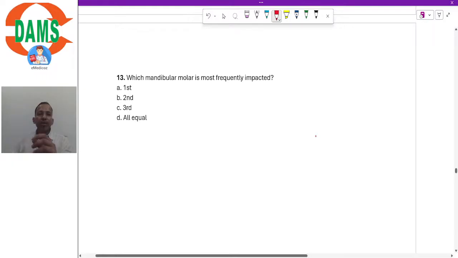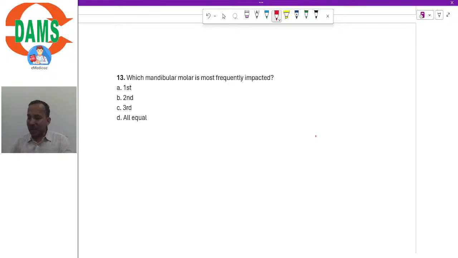So 13th question, which mandibular molar is most frequently impacted? So I think we have already discussed it, and anyway we can include more options here, isn't it? So let's say this is the mandibular third molar, we can also include maxillary third molar. So if we did that, will our option change? Will our answer change?